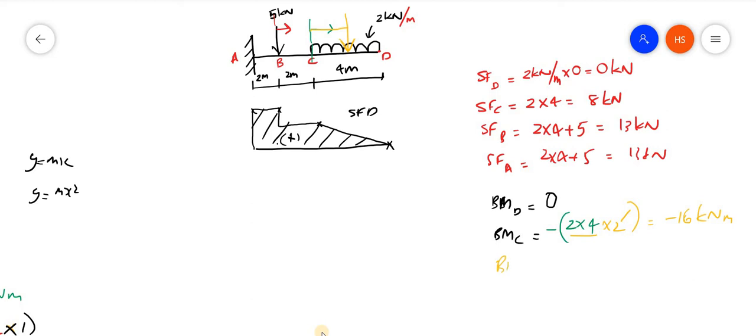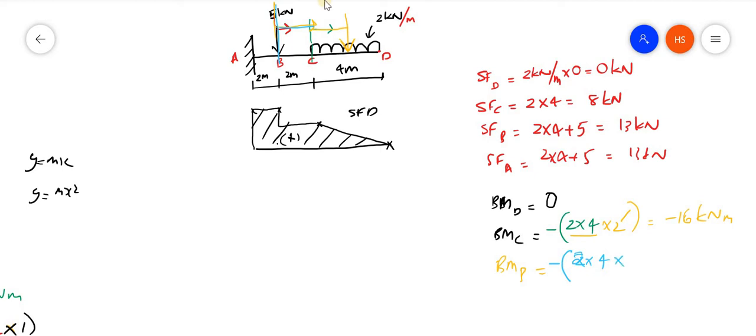Now bending moment at B. Again bending moment at B, that is from here I am considering. So bending moment at B means, what are the loads that are acting? 5 kilonewton is acting at that point, therefore there will be no moment from it. Now only due to this UDL there will be a moment. That is minus of, again the load is 2 into 4. Now what is the distance?